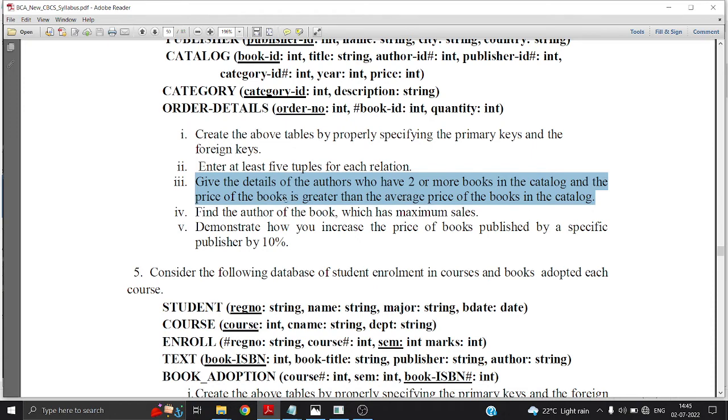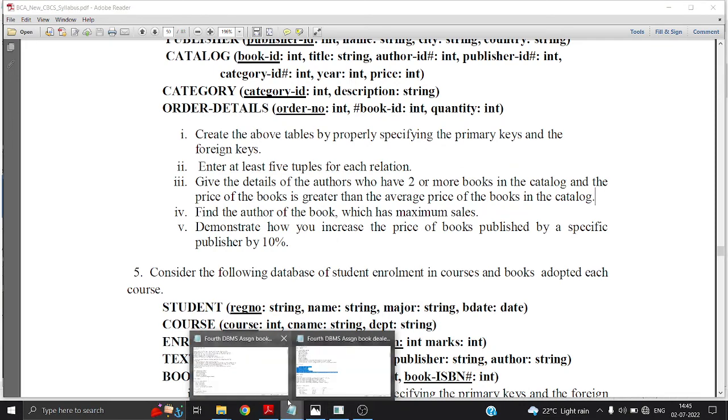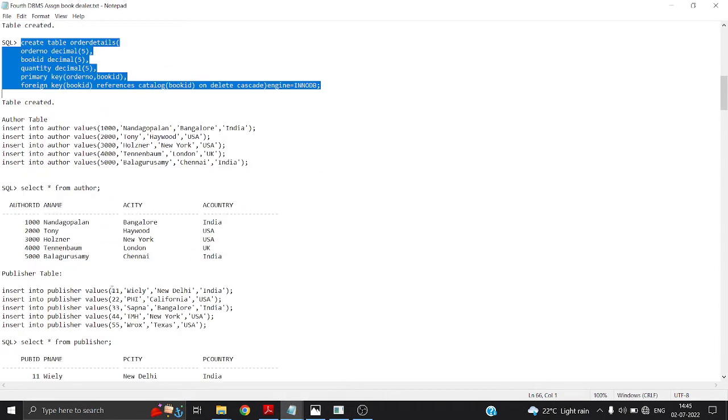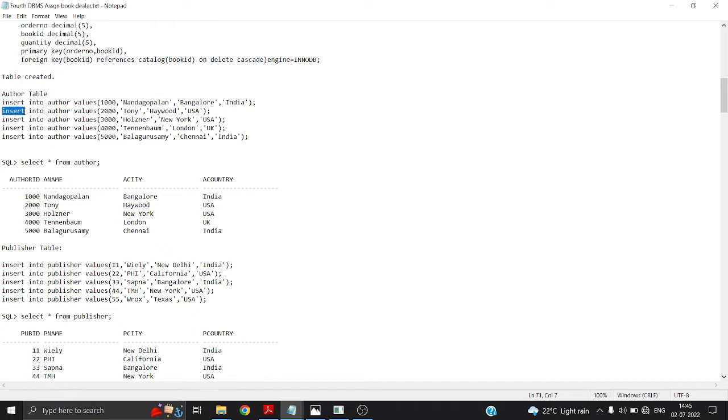Here the question is: give the details of the authors who have two or more books in the catalog. That means we need to insert records in the catalog such that an author has two or more books, and the price of the book should be greater than the average price of the books in the catalog. According to this question only, I had inserted records into the table. Let me show you how we are going to insert the records.